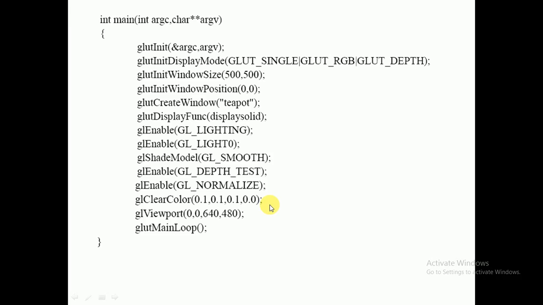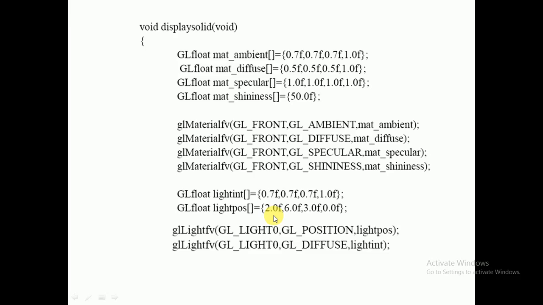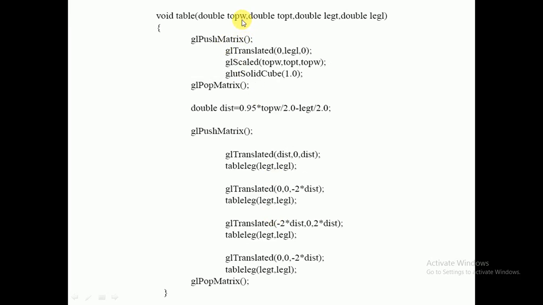We have moved. Then now I will call the table drawing. 0.6, 0.02, 0.02, 0.3 values we have passed. Then what are those values? You see here, table: that is top width, then table top thickness. Top means table top we are drawing. Top width, top thickness, leg thickness, leg length. Only now we are drawing only the top of the table. First we will draw the top of the table, then afterwards we will draw the leg.